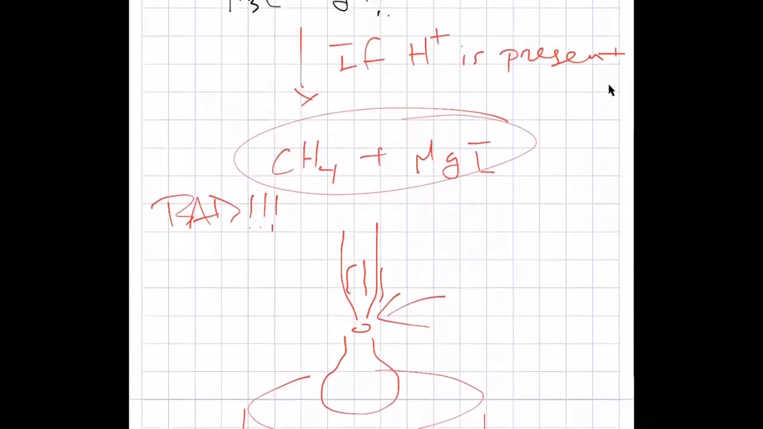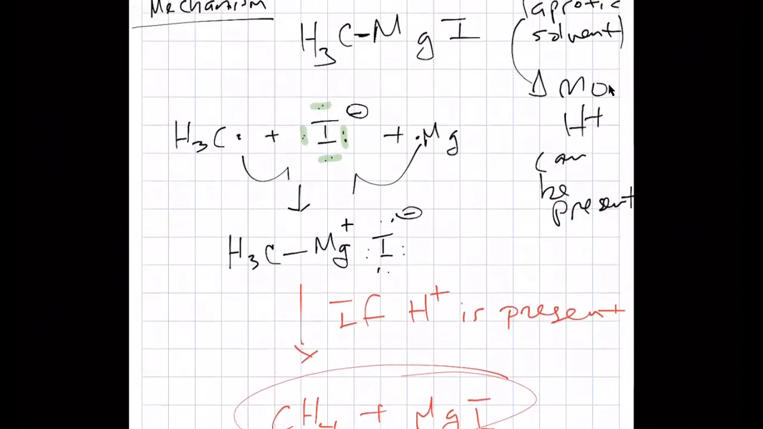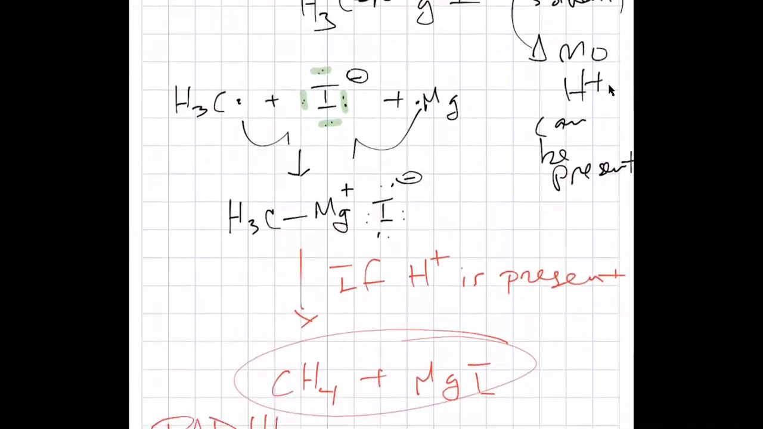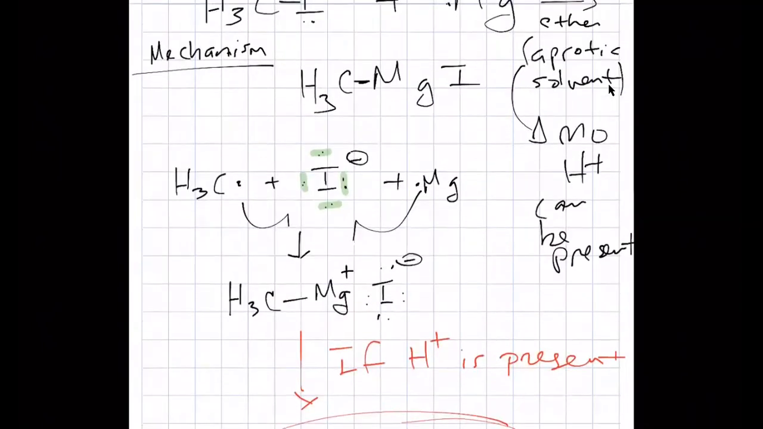If any protons get into a Grignard, it's just going to get protonated because that carbon is very nucleophilic. So any H plus, you're done. You have to use an aprotic solvent, a solvent that has no H plus, and then you can do the reaction. And you have to do it at very low temperature because it's a highly exothermic reaction.